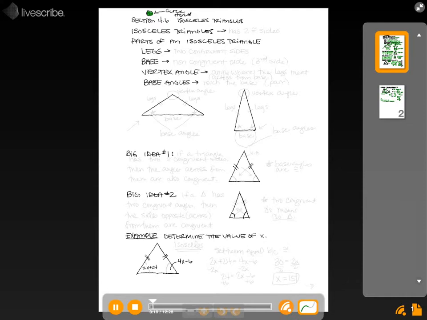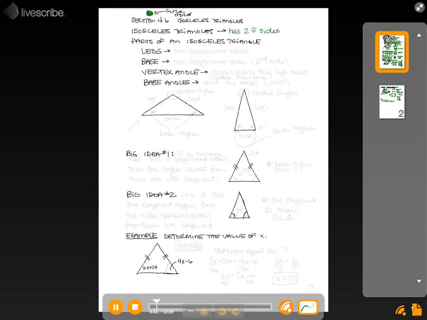An isosceles triangle is a triangle that has two congruent sides. Only two congruent sides. If it has three congruent sides, it's an equilateral triangle. So if it has two sides that are the same or that are equal, then it's an isosceles triangle. Now there are several different parts to an isosceles triangle. We're going to go over those also.